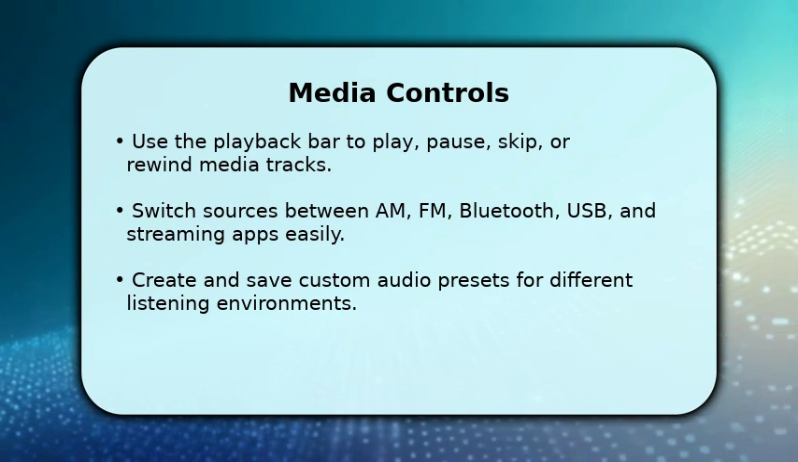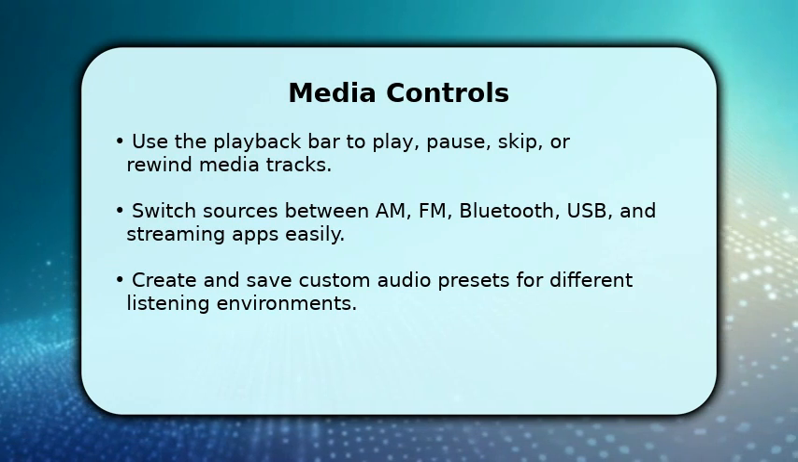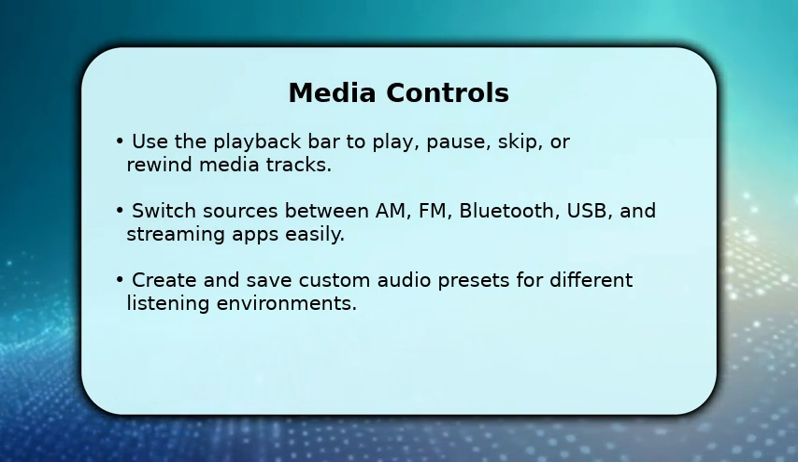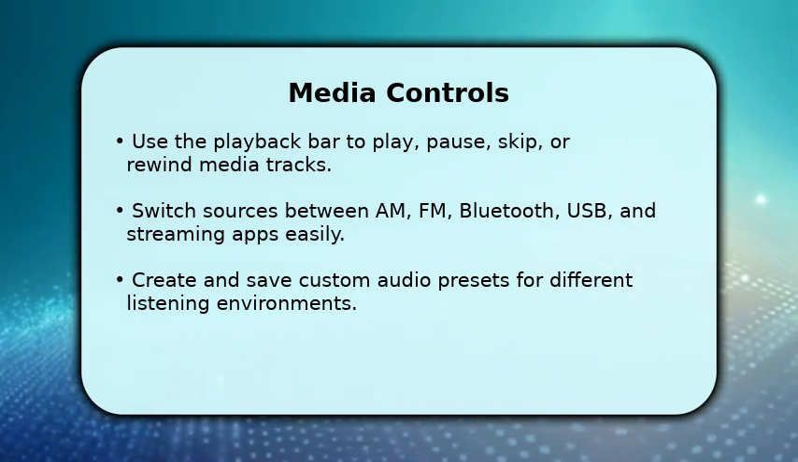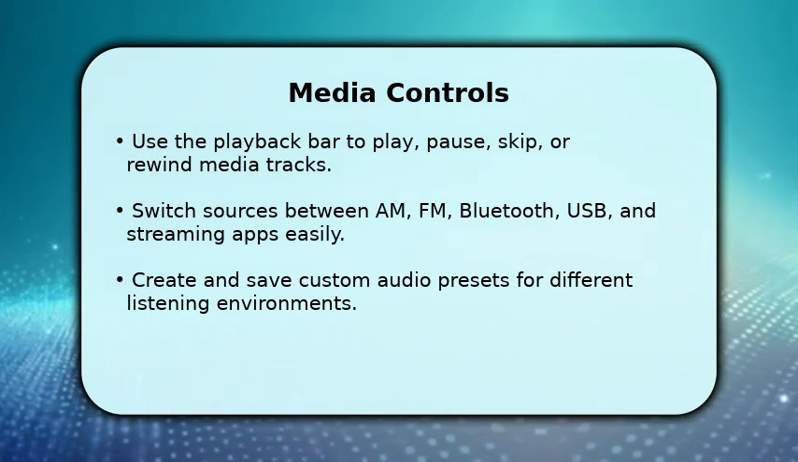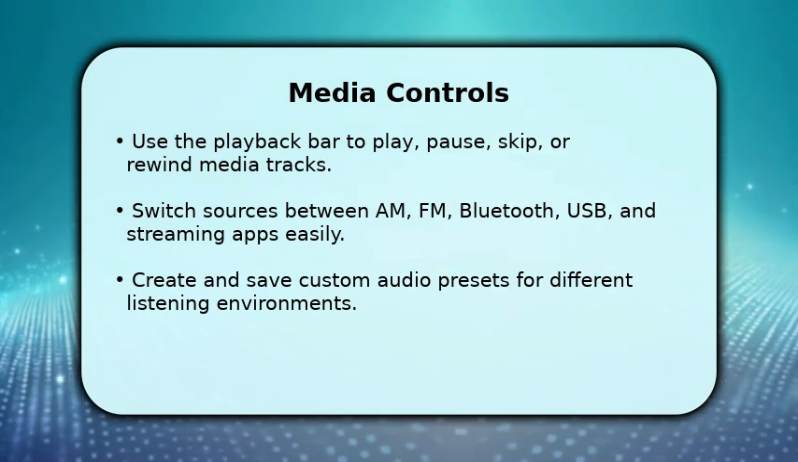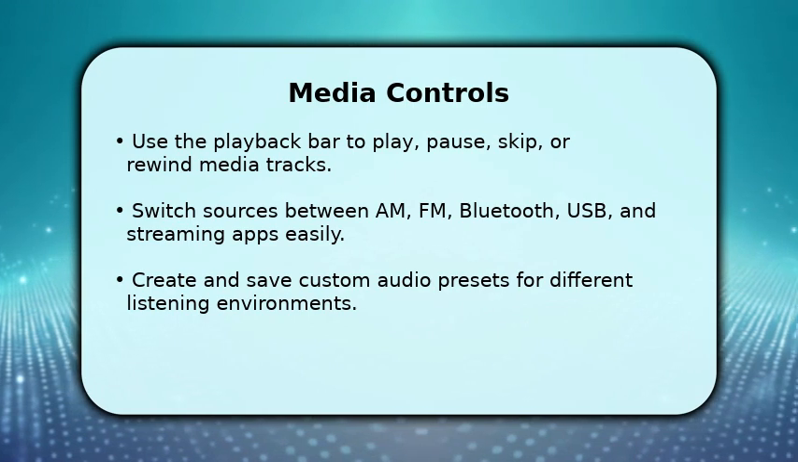Press the Media tab and choose your source such as radio, Bluetooth, or USB. Use the on-screen playback bar to play, pause, skip, and rewind content. For streaming apps, sign in on the display and select your playlists. Save favorite stations and set custom audio presets for city, highway, and night driving to keep sound consistent and pleasant.